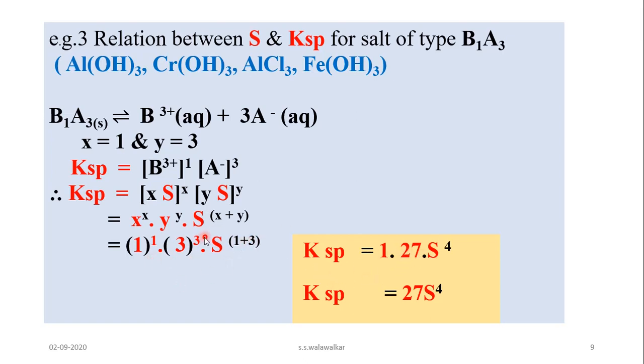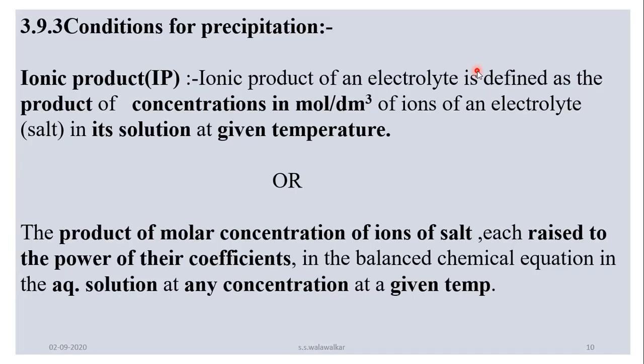1 into 3 raised to 3 is equal to cube of 3, which is 27 into S raised to 4. Therefore Ksp is equal to 27 S raised to 4. So this is the relation between solubility and solubility product for the type of salt B1A3.